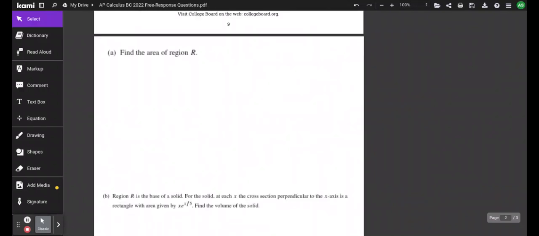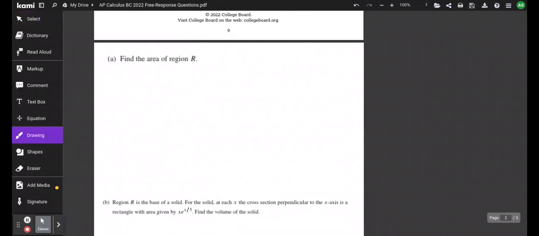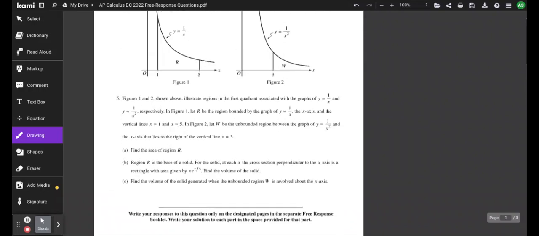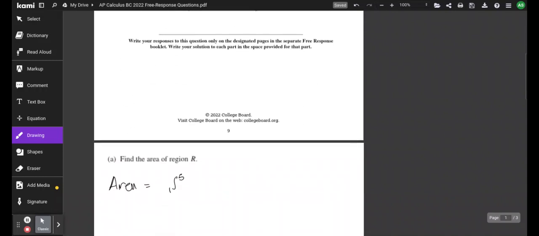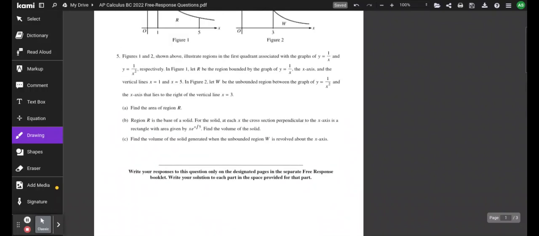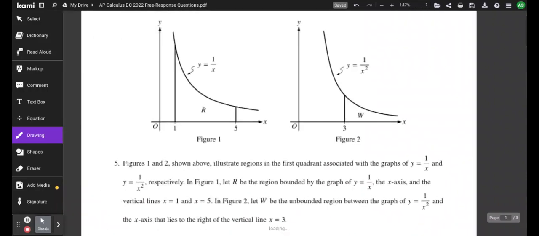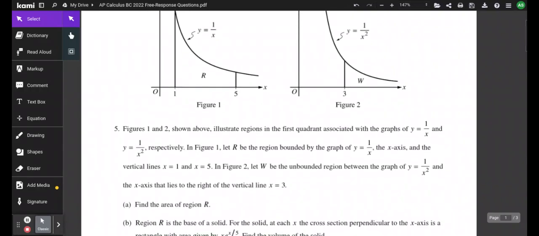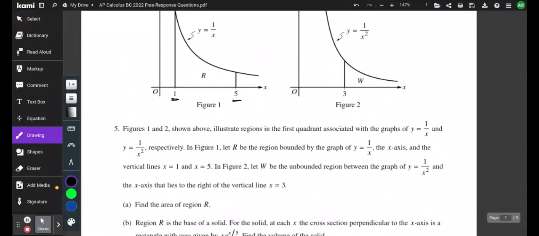So we go ahead and we implement area is equal to the integral from 1 to 5 of 1 over x dx. Because we want the area of the graph of y equals 1 over x from x equals 1 to x equals 5, from right here to right here. So we take the integral.